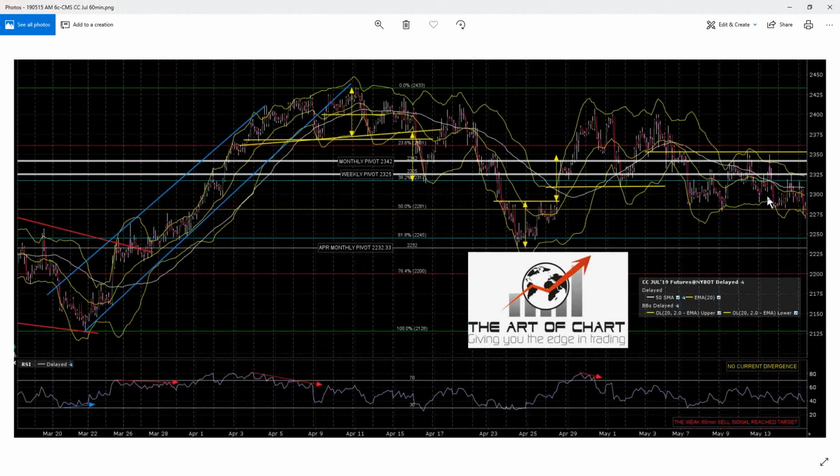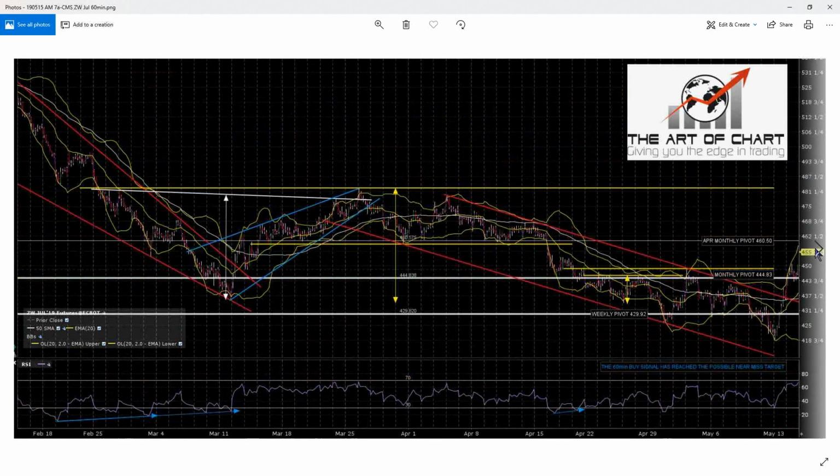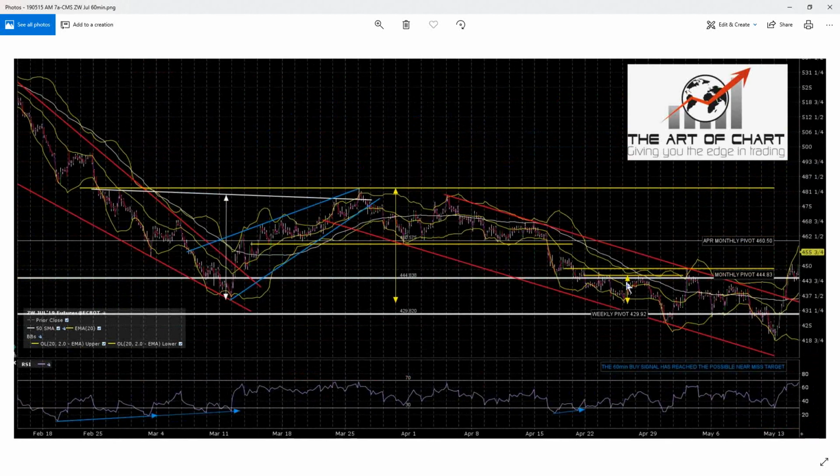CC, I was saying that we could see further downside if we didn't break back above monthly pivot and weekly pivot. We have not done that yet, and we could see further downside. If we can break and convert these to support, then I've got a nice trend line target in the 25.50 area. Okay, CT. Sorry, CT. Don't usually do.